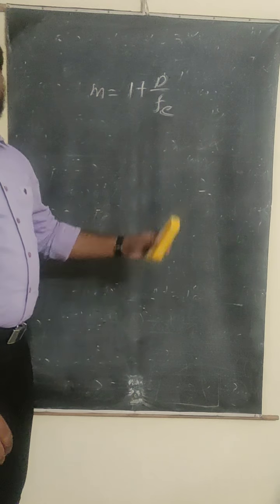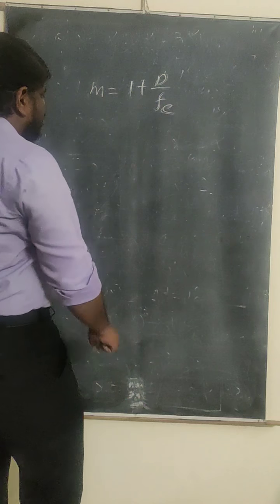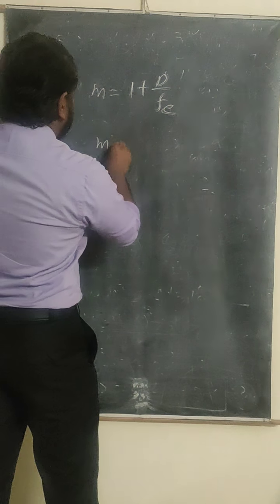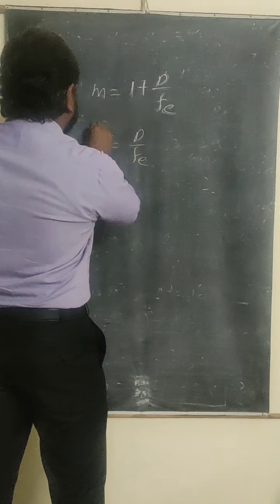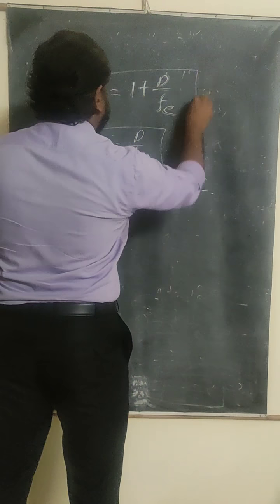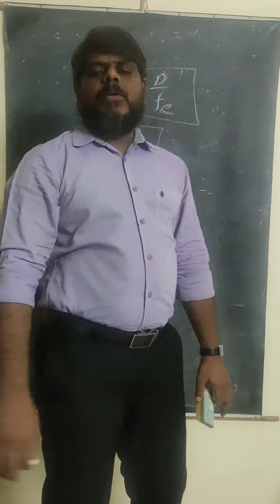Okay, this is in the case of near point adjustment. In the far point adjustment, the magnification M is equal to D by Fe. Okay, these are the formulas you need to remember, in the case of the simple microscope.